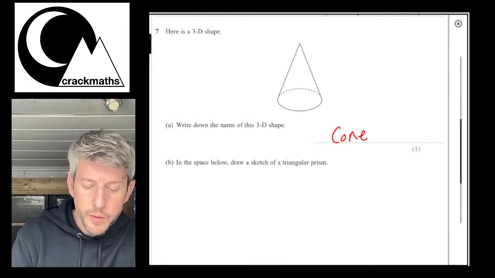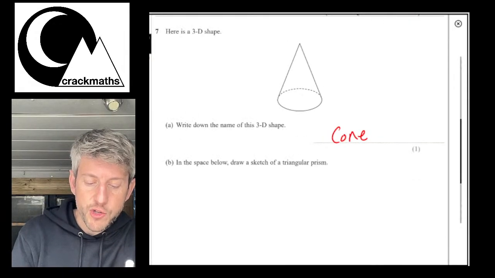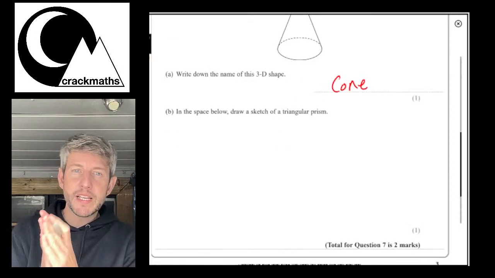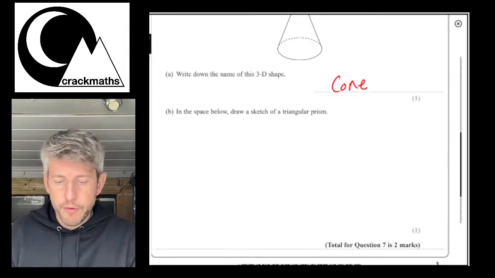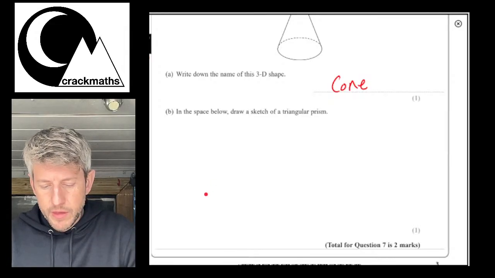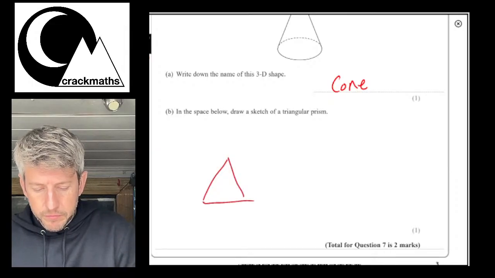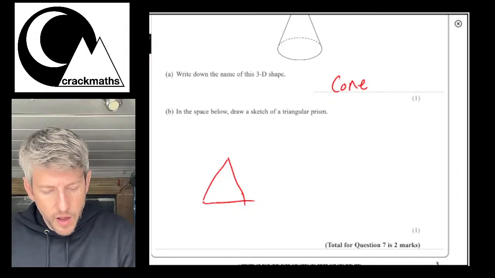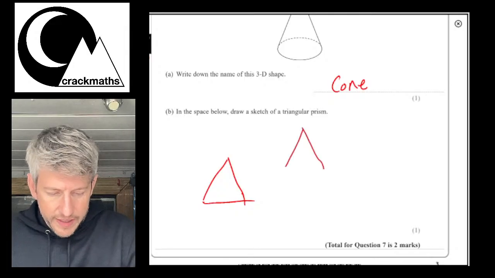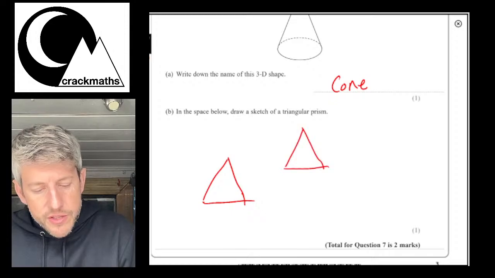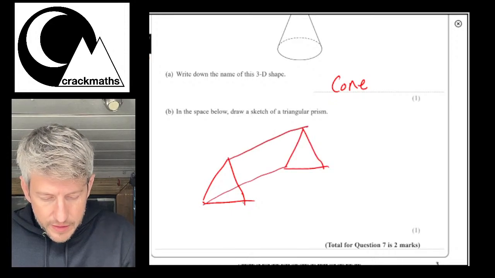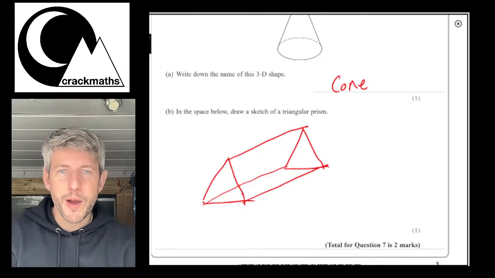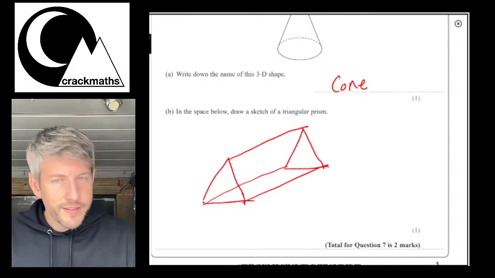In the space below, draw a sketch of a triangular prism. Okay, so the word prism means a 3D object that is the same shape all the way through. So they want a triangular prism. So they want a triangle at the front, and they want this triangle all the way through. So I'm going to try and replicate this triangle at the back here, and then I can just join the points up together to get my triangular prism. And there we go. That should sort of look like a Toblerone. Okay, right, next questions.